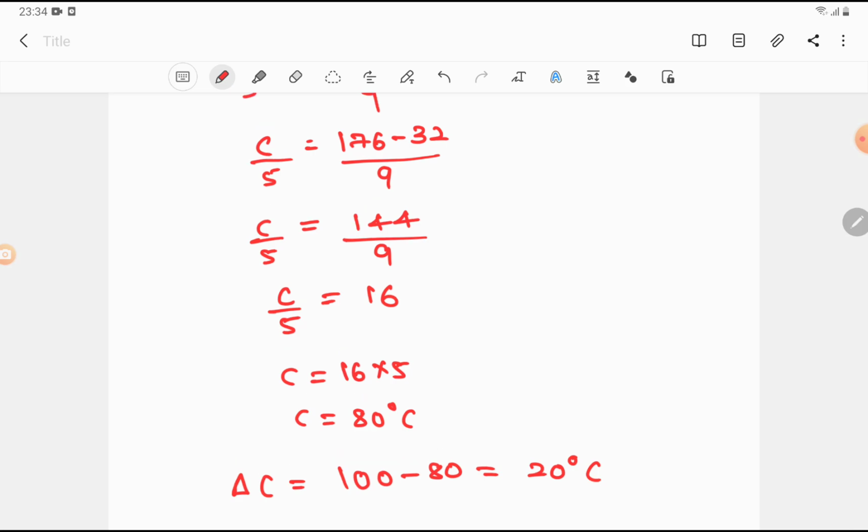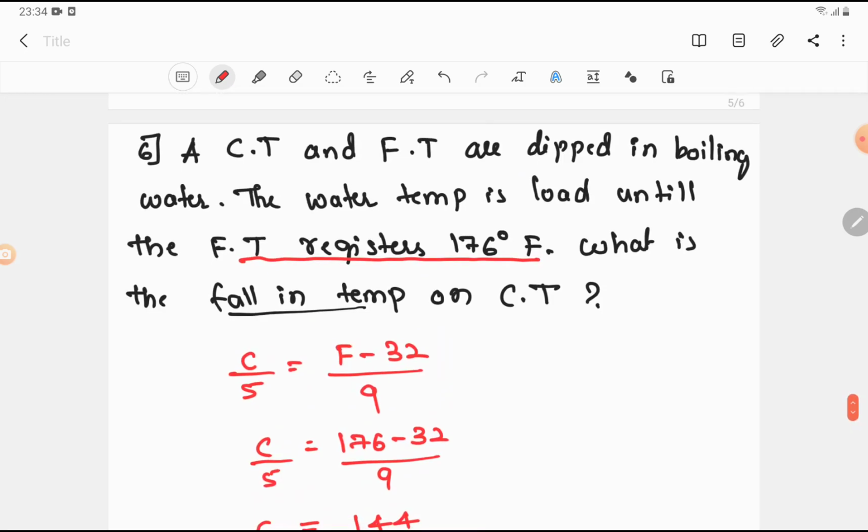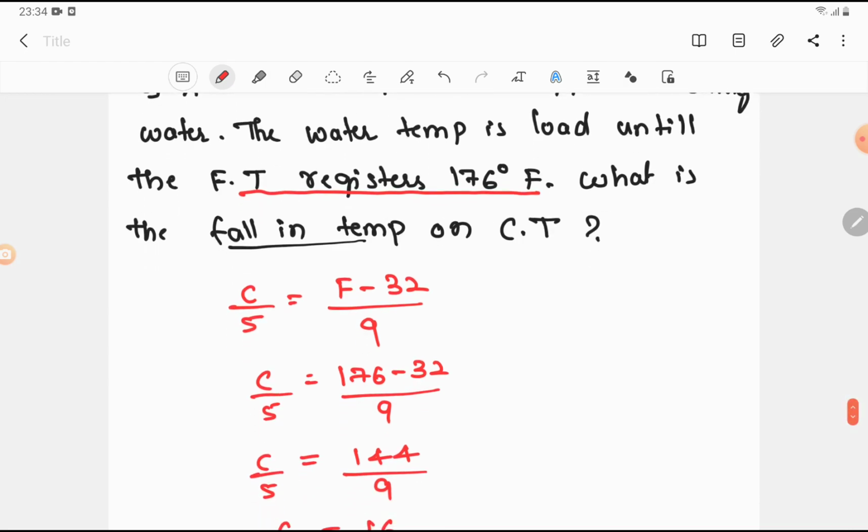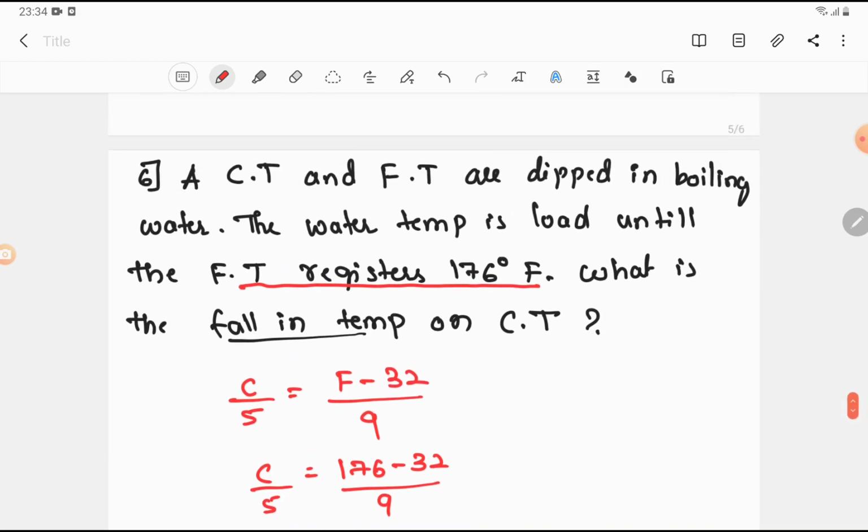Let me go through it again. A Celsius thermometer and a Fahrenheit thermometer are dipped in boiling water. The water temperature is lowered until the Fahrenheit thermometer registers 176 degrees, or else we know the relationship between C and F is 176 minus 32 by 9 equals C by 5. So equating, we will get the C value. But water boils at 100 degrees Celsius, therefore he is asking the fall in temperature on the centigrade scale. A little tricky, you can make it as important.